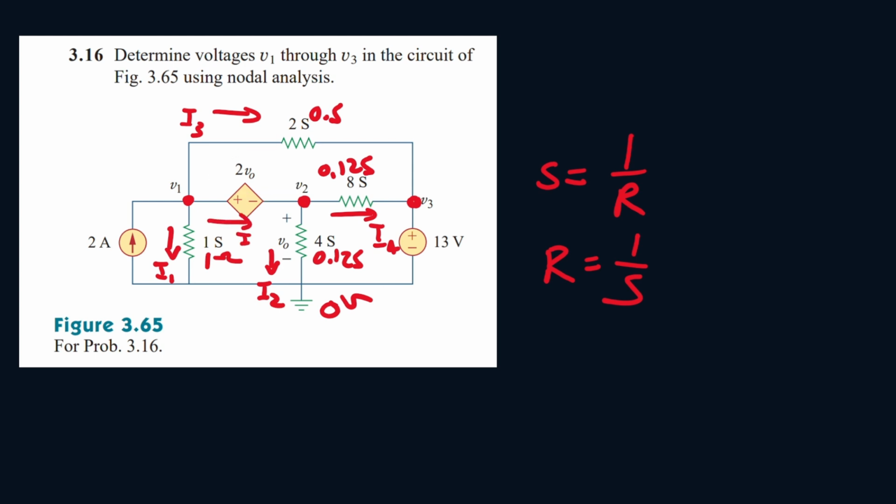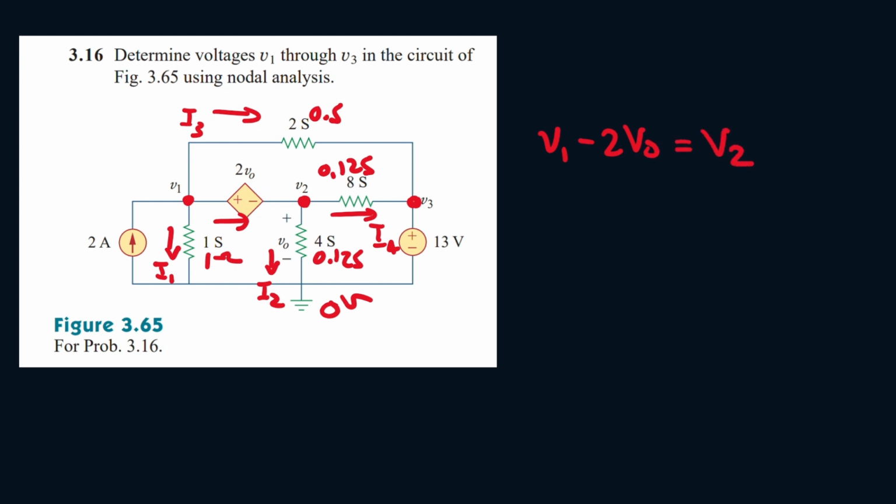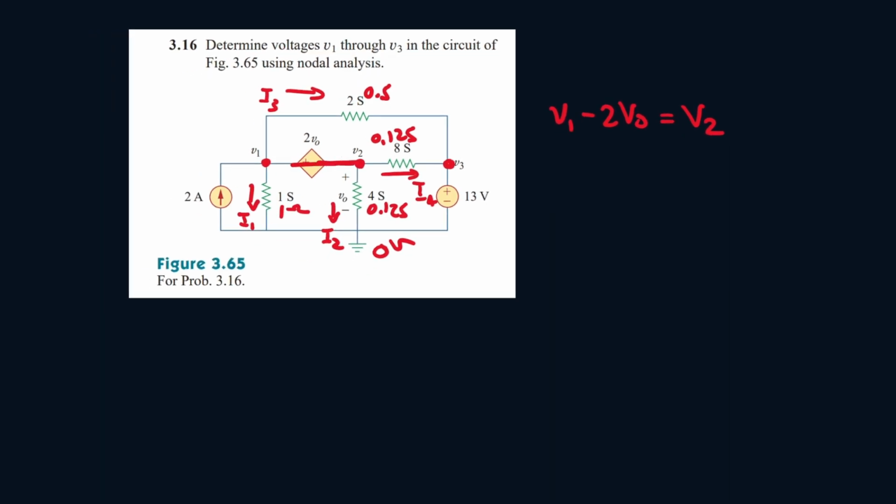So if you have I4 here, we can't find I4 because there's no resistor here. So what we're going to do is create a super node. We're going to pretty much combine this into one whole node. So first we have to write an equation to represent this. If there's a current moving in this direction, then it's V1 minus 2 VO as we're leaving the negative terminal, and this is equal to V2. Okay? So now let's combine this and write a node equation for V1 and V2.